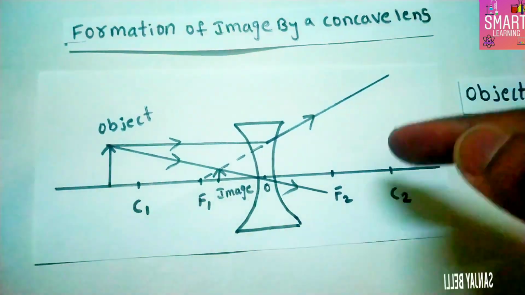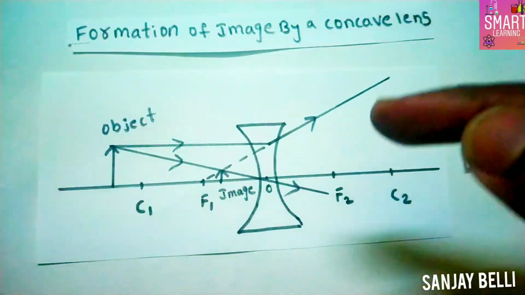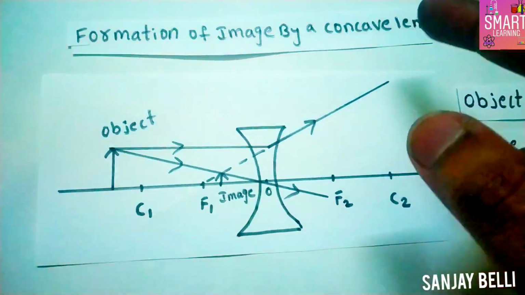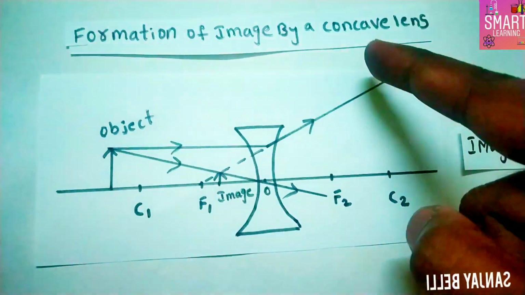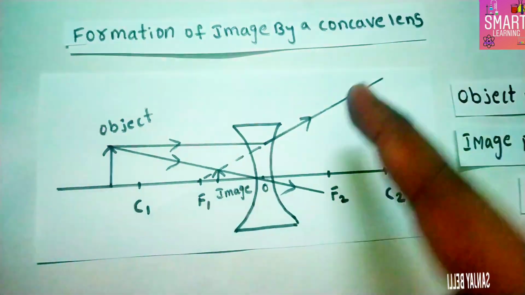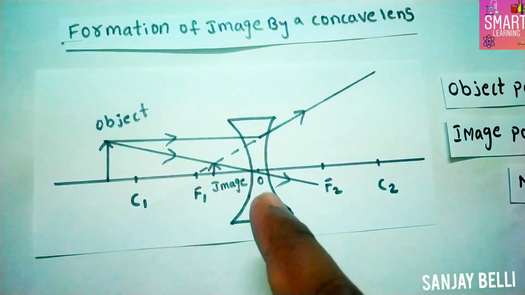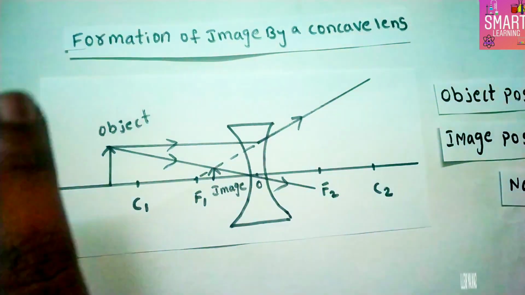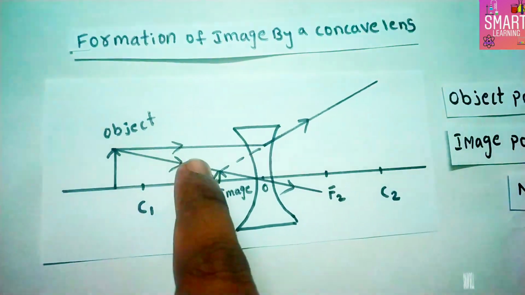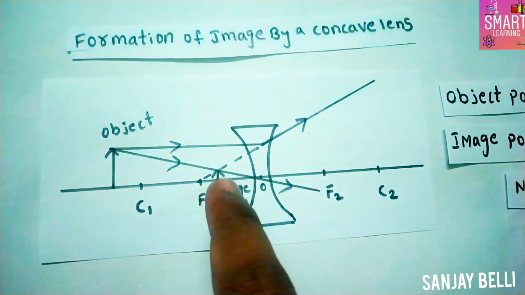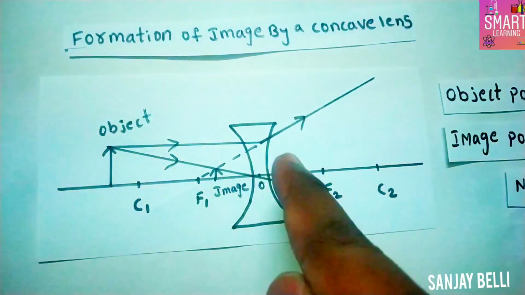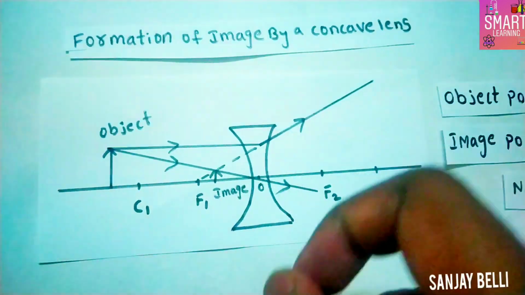So before watching this video, make sure that you have watched the rules to draw a ray diagram for a concave lens. As we know, a concave lens is also known as a diverging lens. For this concave lens, we can place an object at infinity, beyond C, on C, between F and C, on F, between O and F. That means we have 6 cases for a concave lens, like your convex lens.